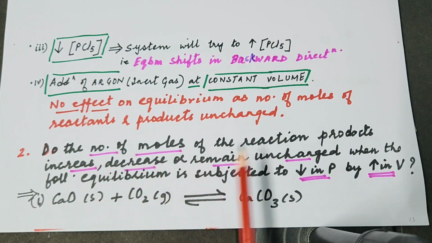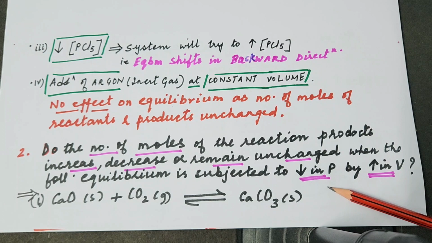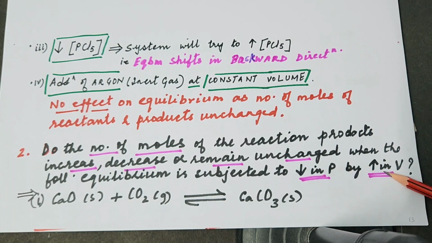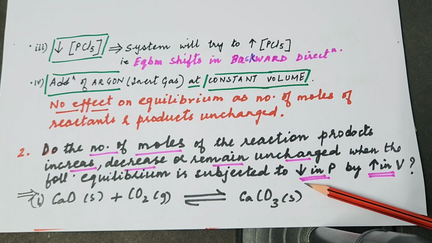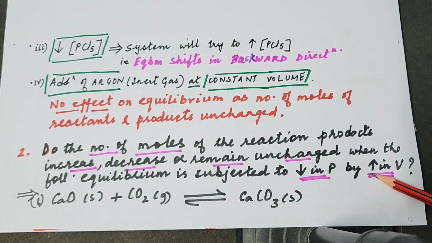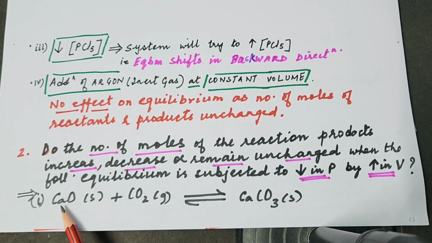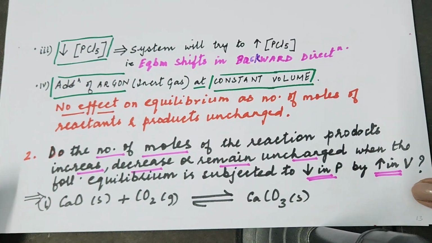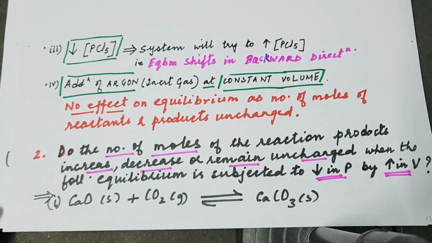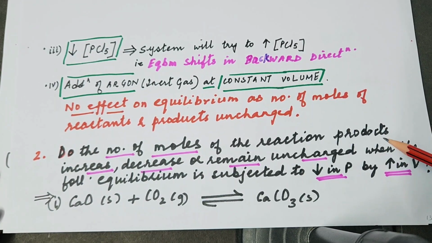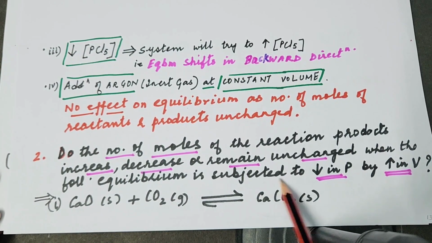Do the number of moles of reaction products increase, decrease, or remain unchanged when the following equilibrium is subjected to a decrease in pressure by increasing volume? Whether you are talking in terms of volume or pressure, both are related to one another in terms of inverse connection. So we have the reaction CaO solid plus CO2 gaseous gives CaCO3 solid. For this we are asking whether the number of moles of the reaction products will increase or decrease. That means he's being specific.